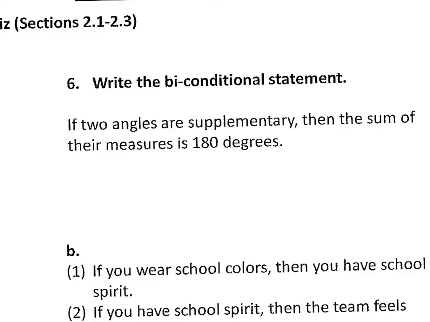Write the biconditional statement. Biconditional means we're going to use if and only if. And remember, you can abbreviate it using IFF. Okay? So basically, you don't want to use if and then when you write this. But so their statement is if 2 angles are supplementary, then the sum, meaning when they're added together, of the measures is 180 degrees. Okay? So you basically just want to take this and add if and only if, and then the end. Okay? So rewrite that sentence. That's number 6.